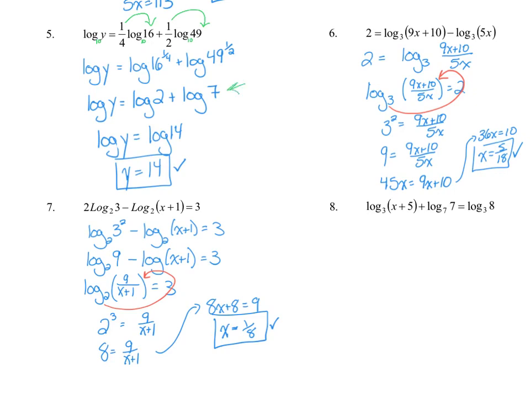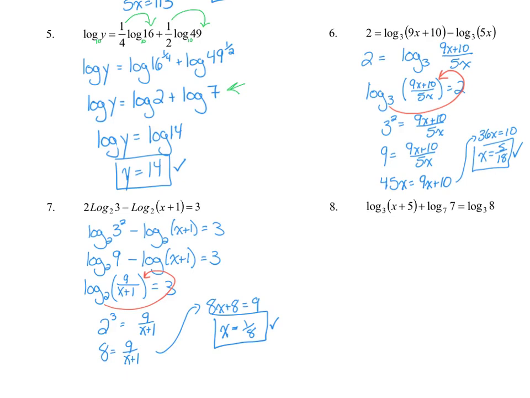Once you get to this step, you have 2 logs being added together, so you keep the log and multiply the arguments together. And now that we have a single log on both sides of the equal sign, you can ignore the log and set the arguments equal. So we get y is equal to 14. Make sure it doesn't make the argument negative, which it doesn't, so 14 works.